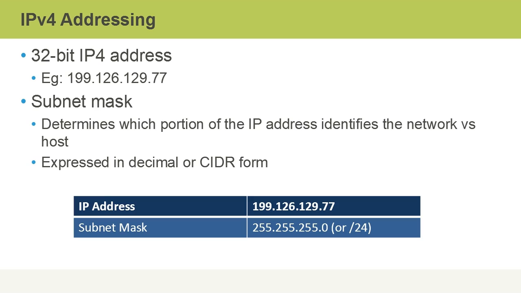So in our example, where we have an IP address of 199.126.129.77, if our subnet mask happens to be 255.255.255.0, that means that the first 3 bytes identify the network. And in this case, that means the network is 199.126.129. So the last number, 77, then, would be a host on the network. Now, with the 255s, that is the subnet mask being expressed in decimal form. In shorthand, it would be simply /24, which identifies the number of binary bits within the subnet mask.